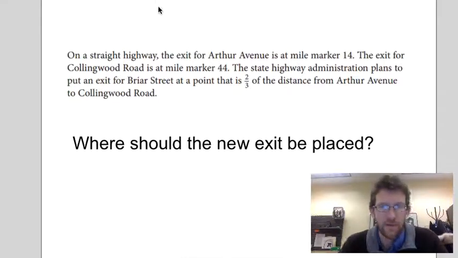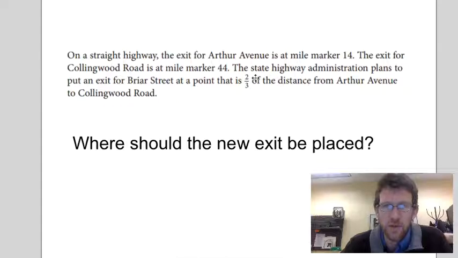Couple steps to this. The first might be to figure out what is the distance between Arthur Avenue and Collingwood Road. That's a pretty simple calculation to do. The harder one, though, is to figure out what does it mean to have something that's 2/3 of that distance. Well, we know that if we're going 2/3 of that distance, the remaining distance is 1/3, right? So our two fractions here we're dealing with are 2/3 and 1/3.